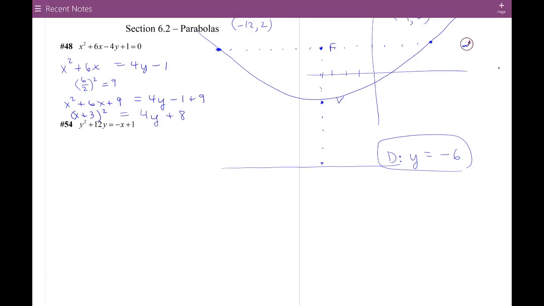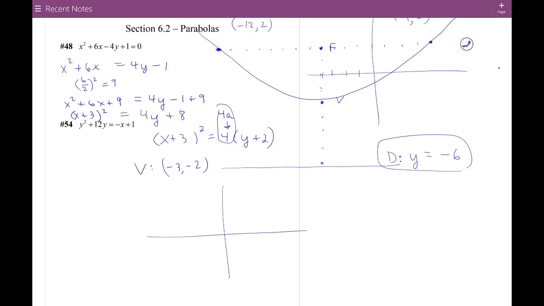And then you're going to have 4y plus 8. But if you look at the standard form, there's not going to be a 4y plus 8 looking expression there. So I need to factor out the 4 so I can see what the vertex is and what the 4a is. So here's my 4a is 4. The vertex is (-3, -2).